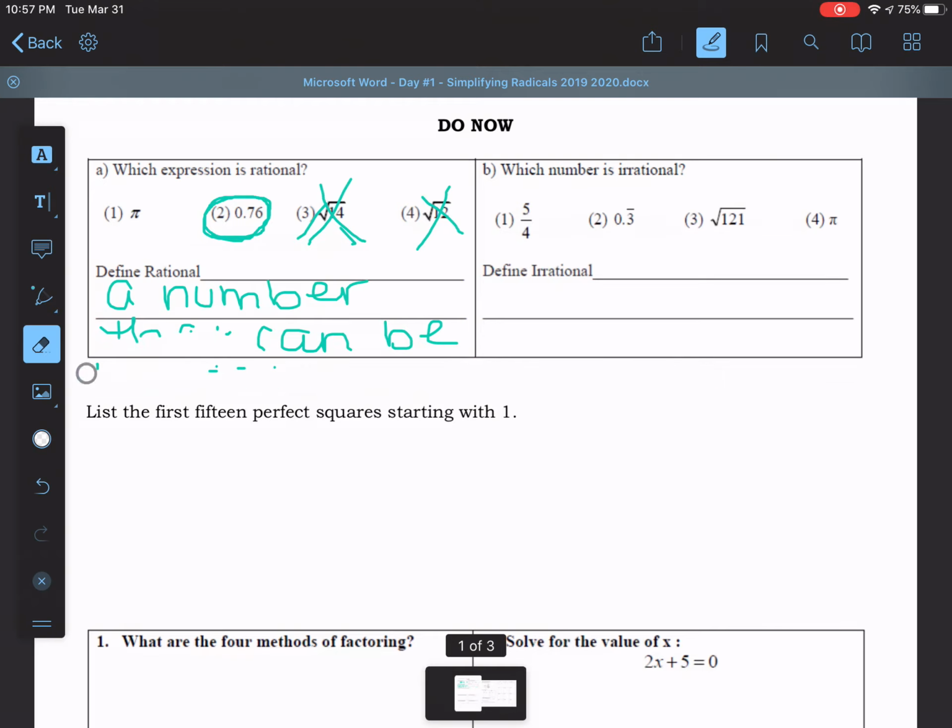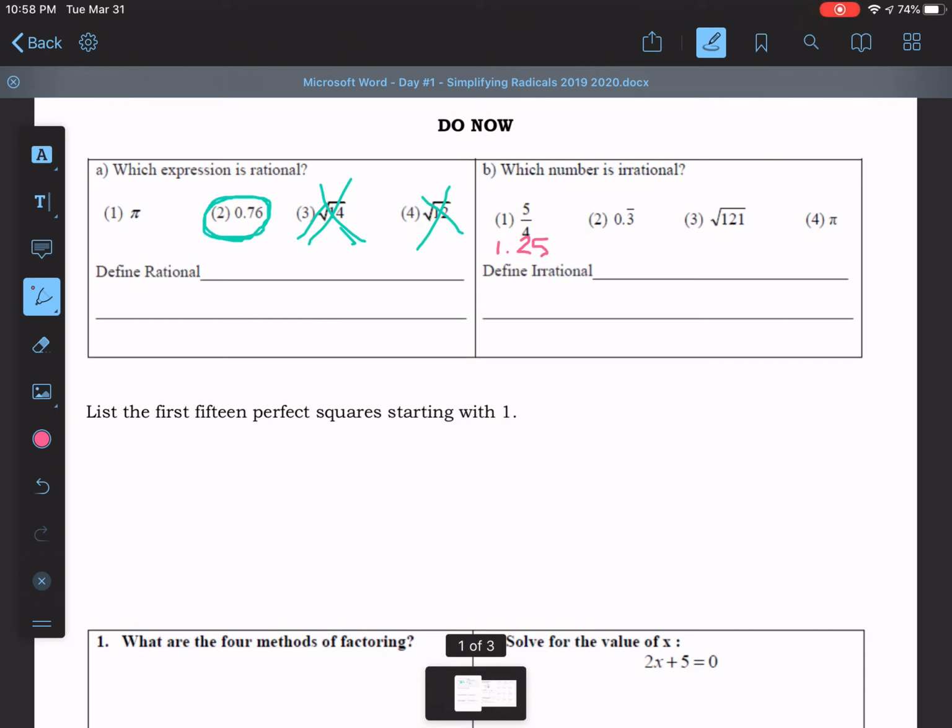All right, so now in the second one, which number is irrational? So now we're looking for the number that does go on forever without a pattern. So 5/4, if you actually divide that in your calculator, you get 1.25. That's fine. That is a rational number. And it's written in the form of a fraction, which by definition means it's rational. Now 0.3 with the little line on top, that line means that it's going on forever. So this is just 0.3 repeating forever. That is rational. There is a pattern. So this one is a rational number.